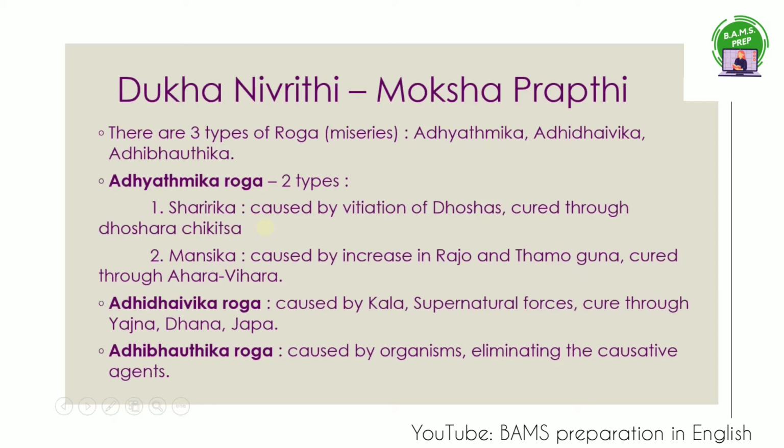Sharirika rogas are caused by the vitiation of doshas, that is Vata dosha, Pitta dosha and Kapha dosha. And Sharirika rogas can be cured through doshahara chikitsa. Manasika rogas are caused by the increase in Rajo and Tamoguna. As you know, the mind can be of three types, right? Sattvaguna, Rajoguna and Tamoguna. Sattvaguna is considered to be good. Rajoguna and Tamoguna can create problems in the mind. And these can be cured through ahara and vihara, that is, through food and through our activities.